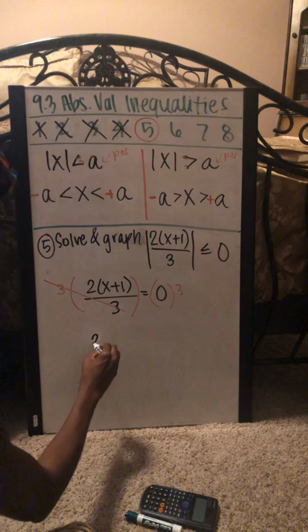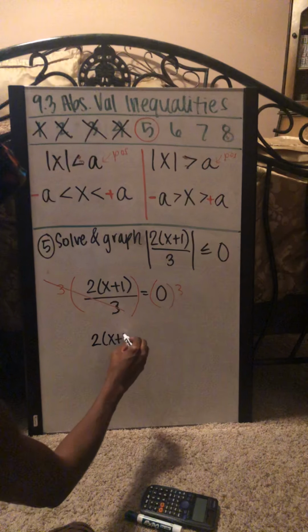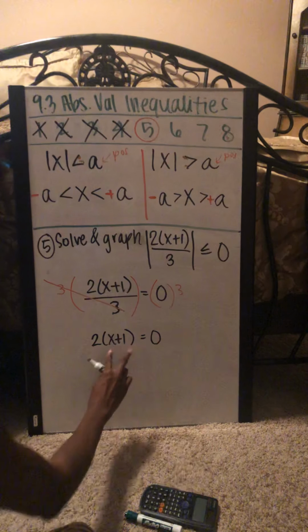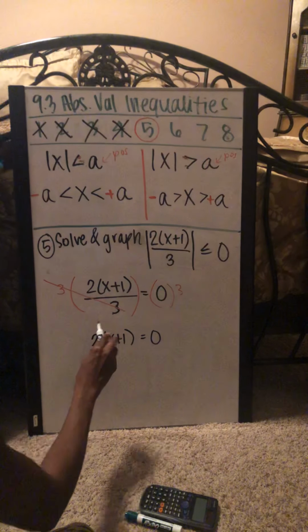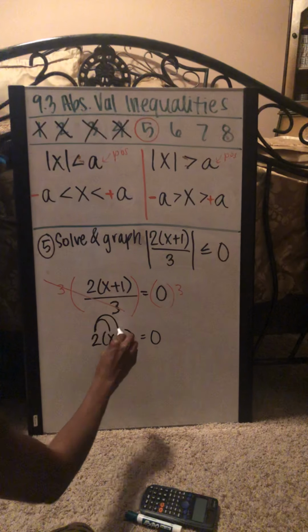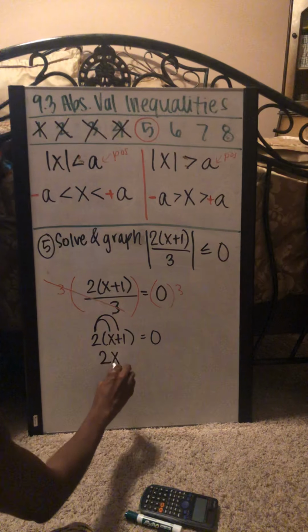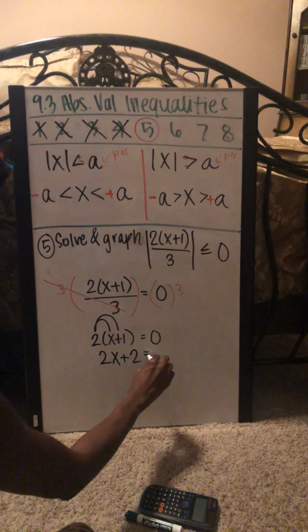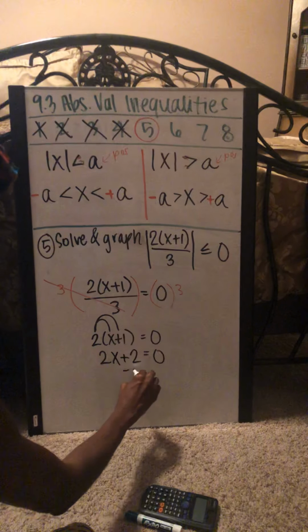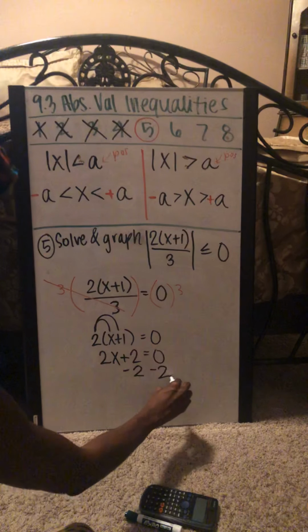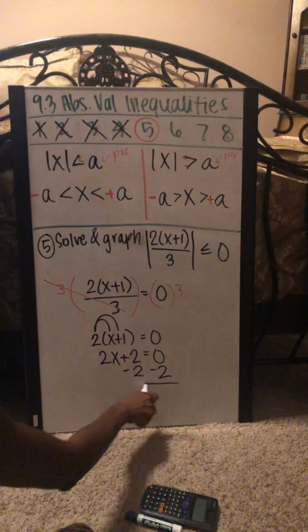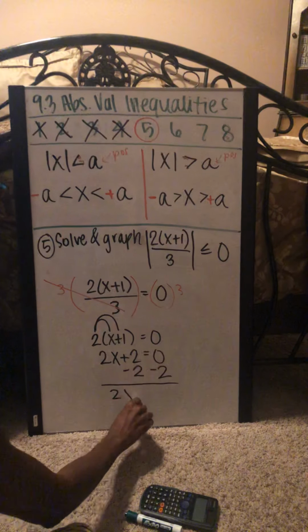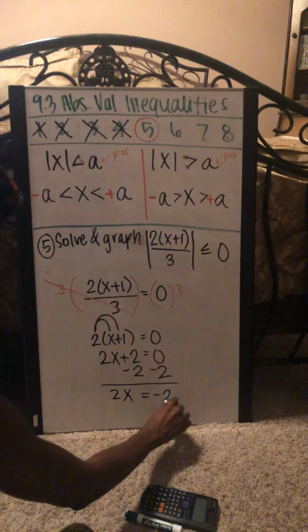So now we're left with 2 parentheses x plus 1 is equal to 0. To get rid of parentheses, first we check the power, there isn't one, and then we distribute this 2 to both of our parts. So we have 2x plus 2 equal to 0. Pluses and minuses separate our parts, so we need to move this 2 over by subtracting. And that leaves us with 2x is equal to negative 2.